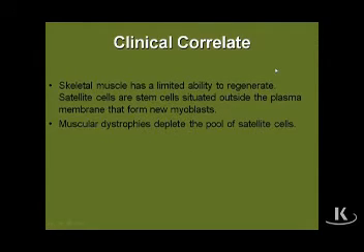Skeletal muscle has a limited regenerative ability, and its stem cells, known as satellite cells, are situated just outside the plasma membrane and are capable of differentiating and forming new myoblasts. And one of the characteristic features of muscular dystrophies is that they tend to deplete the pool of satellite cells.